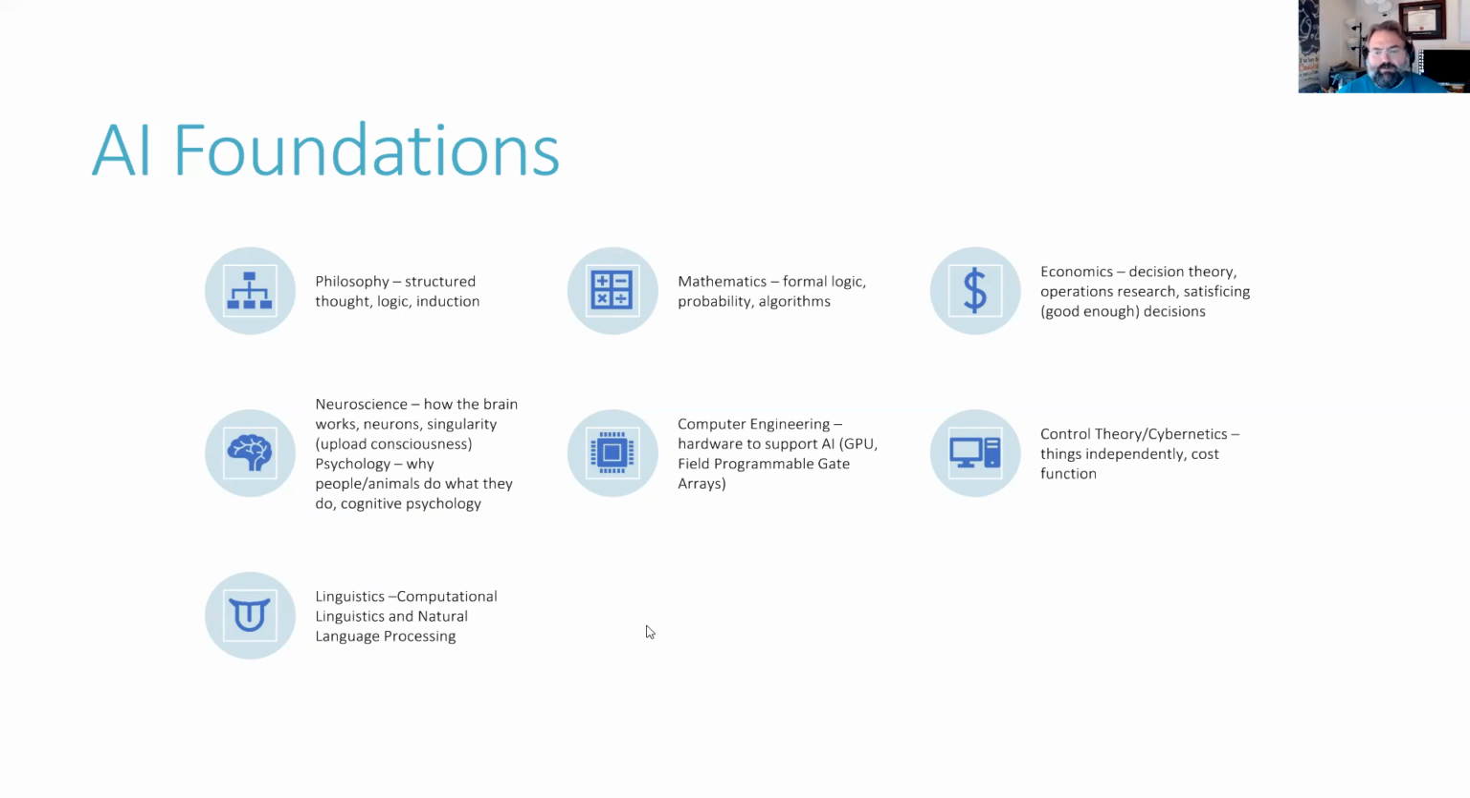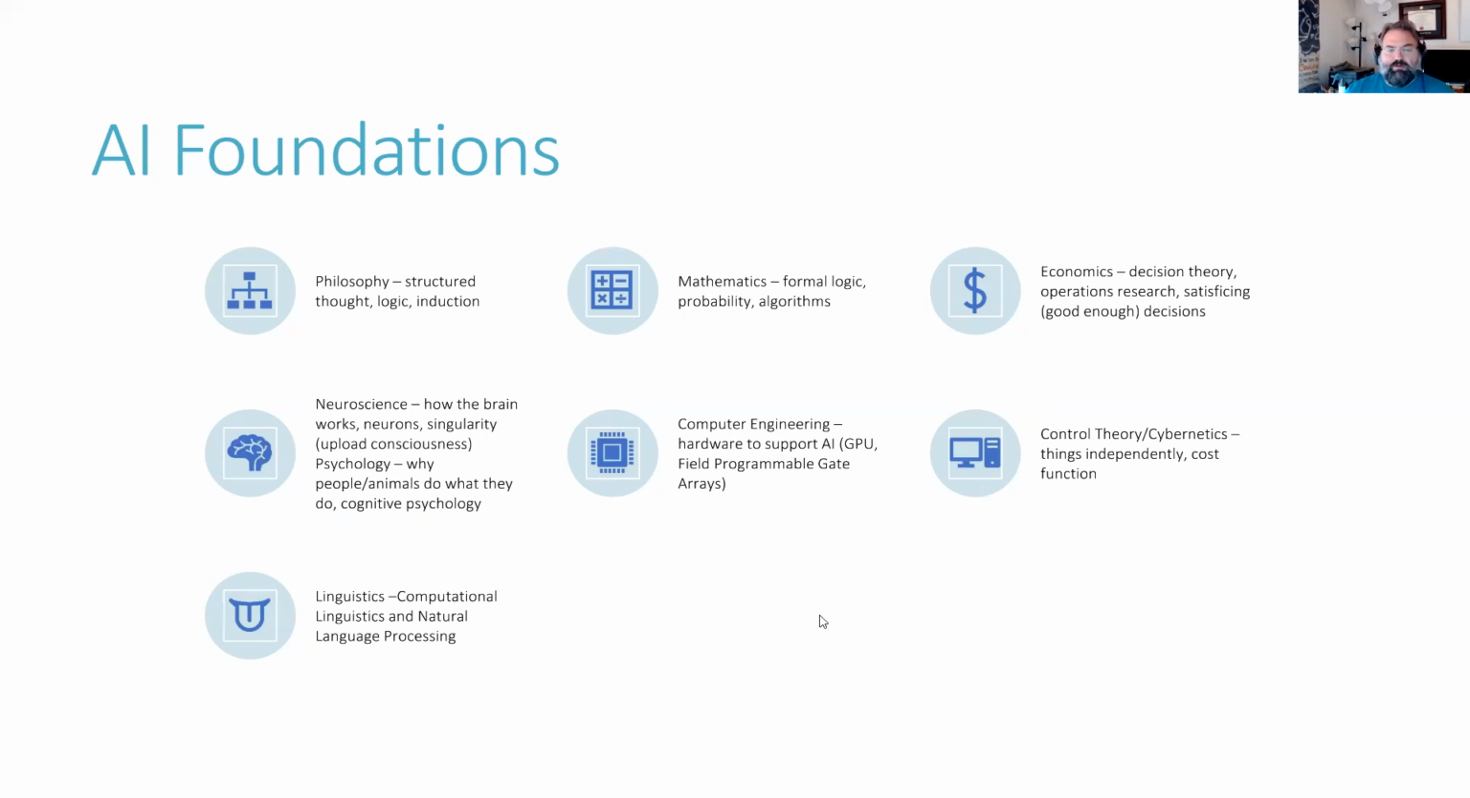Mathematics and statistics definitely in there as well. Economics, decision theory, game theory, operations research, all those things are borrowed from as well. Computer science, computer engineering, definitely in there as well. And control theory and cybernetics, especially when you start thinking about things that are independent and have cost functions and so on. But definitely GPUs, field programmable gate arrays, all that stuff is now relevant and continuing to become more relevant because we need processing power to do a lot of this stuff in order to make it work. So the short thing is it comes from lots of places.